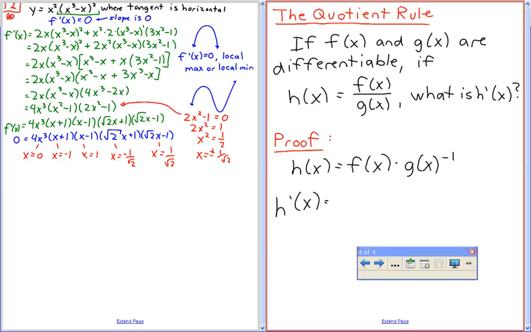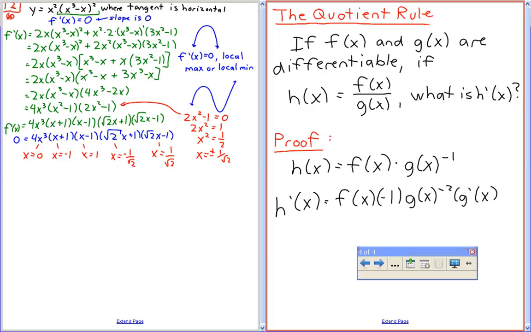Well, let's just think for a second. We're going to use product rule here, right? The two things times together. What's the product rule going to be? Yeah, so it's going to be f of x. Now we can already do g prime of x. This is going to be times negative 1 times g of x to the negative 2, times g prime of x.